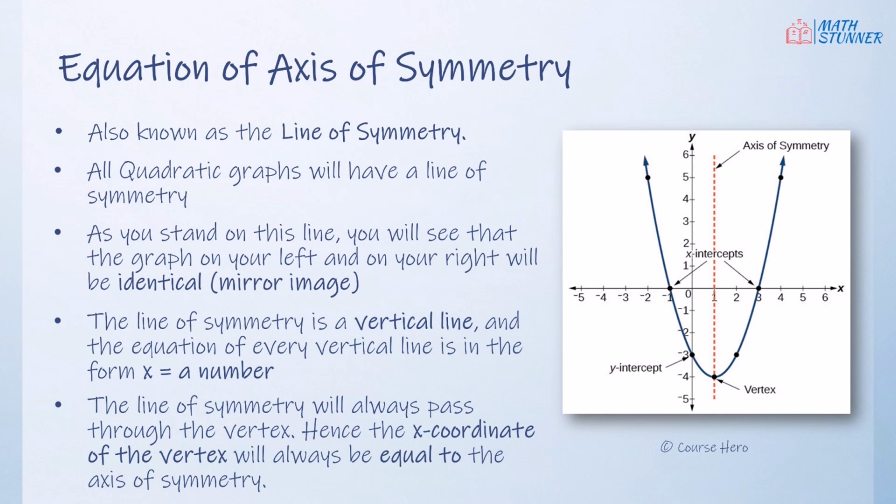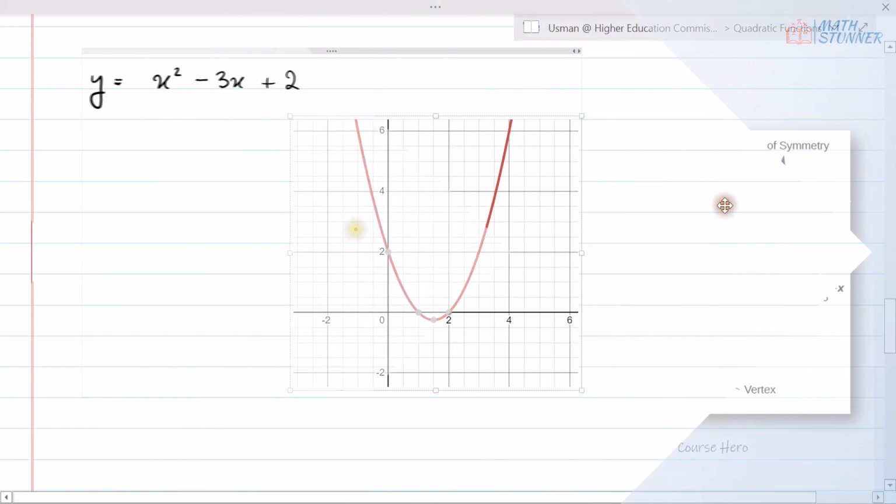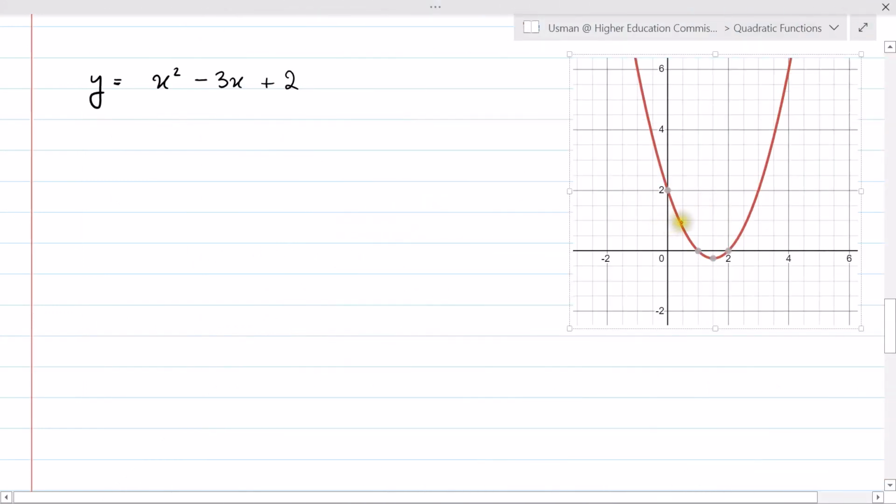In order to visualize what an axis of symmetry looks like, you can take help from this graph that is drawn of the equation on the left in black, and the line of symmetry is the dotted line that is drawn, which divides this quadratic curve into two mirror images.